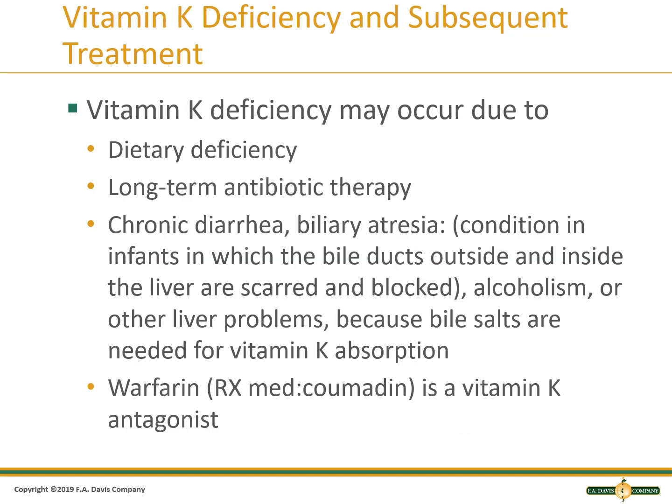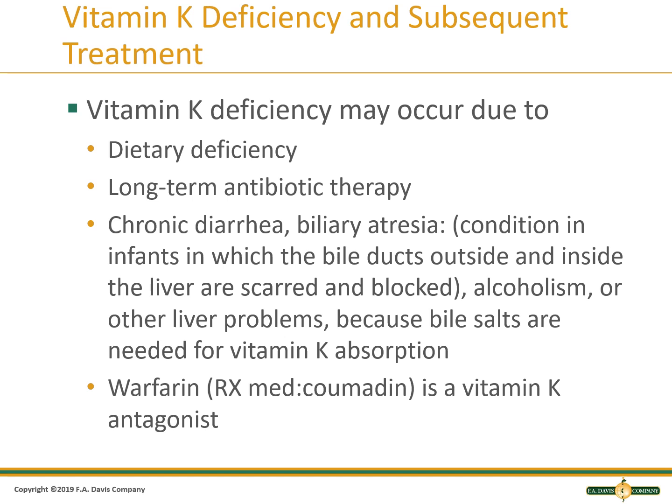Vitamin K deficiency may occur due to dietary deficiency. We just talked about how we eat certain foods that provide vitamin K to the body. It may also occur with long-term antibiotic therapy, chronic diarrhea, and biliary atresia. Biliary atresia is a condition in infants in which the bile ducts outside and inside the liver are scarred and therefore blocked. Alcoholism or other liver problems can also cause it, because bile salts are needed for vitamin K absorption.